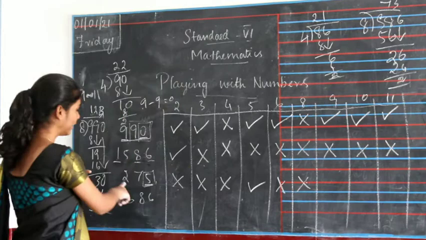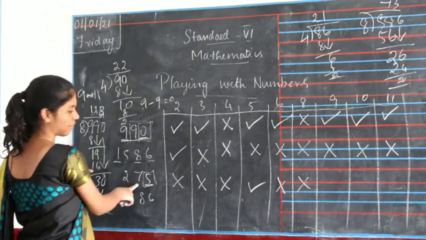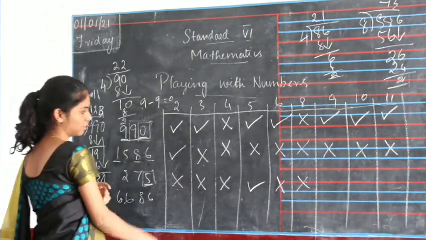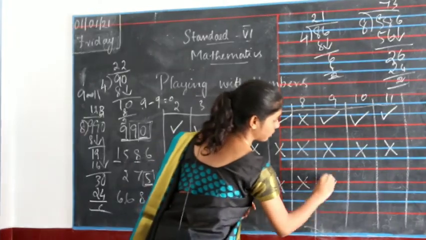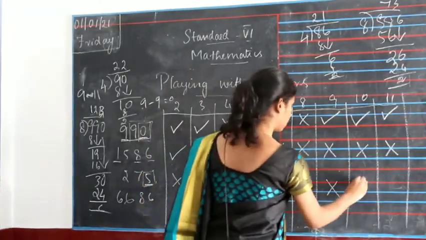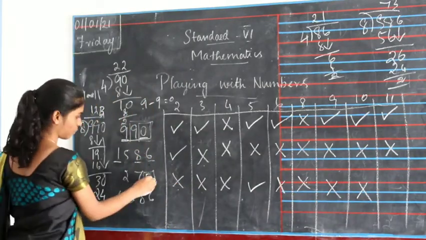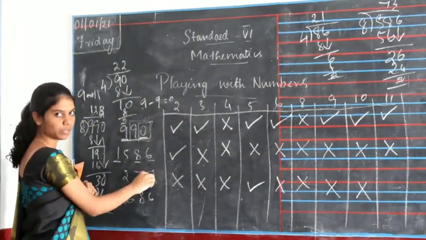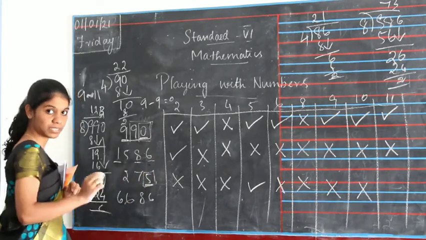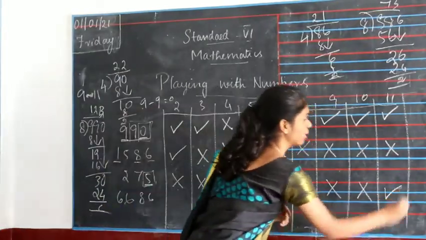And for 9, add 2 plus 7 will be 9, 9 plus 5 will be 14, which cannot be divided by 9, and then for 10 no, and for 11 add this 2, 5 plus 2 will be 7, 7 minus 7 will be 0, so it can be divided by 11.